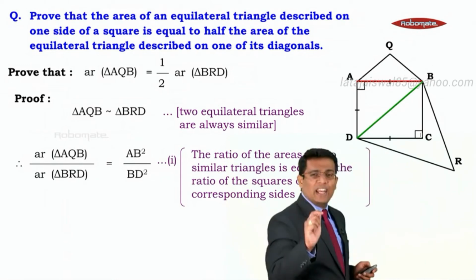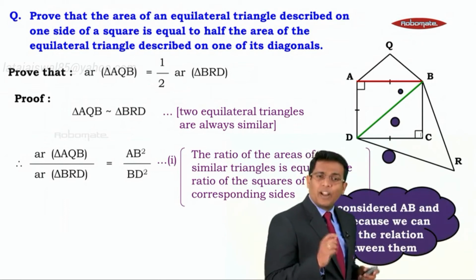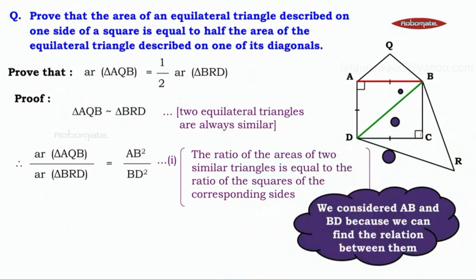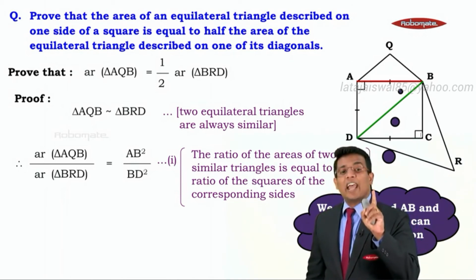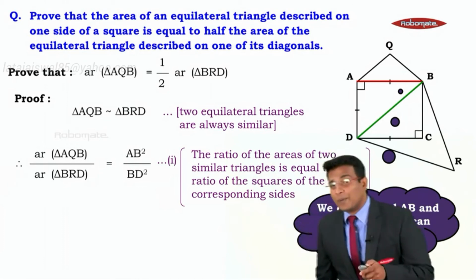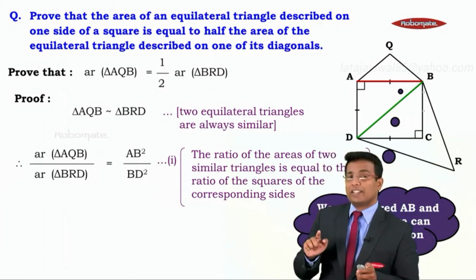But the question is, why did we take AB and BD? Why did we consider AB and BD? Now understand, we considered AB and BD because we can find a relation between them. That is, we can somehow get a relation between AB and BD, which is the side and the diagonal of a square. And it is possible, right? That is why we took this as a corresponding side, right?